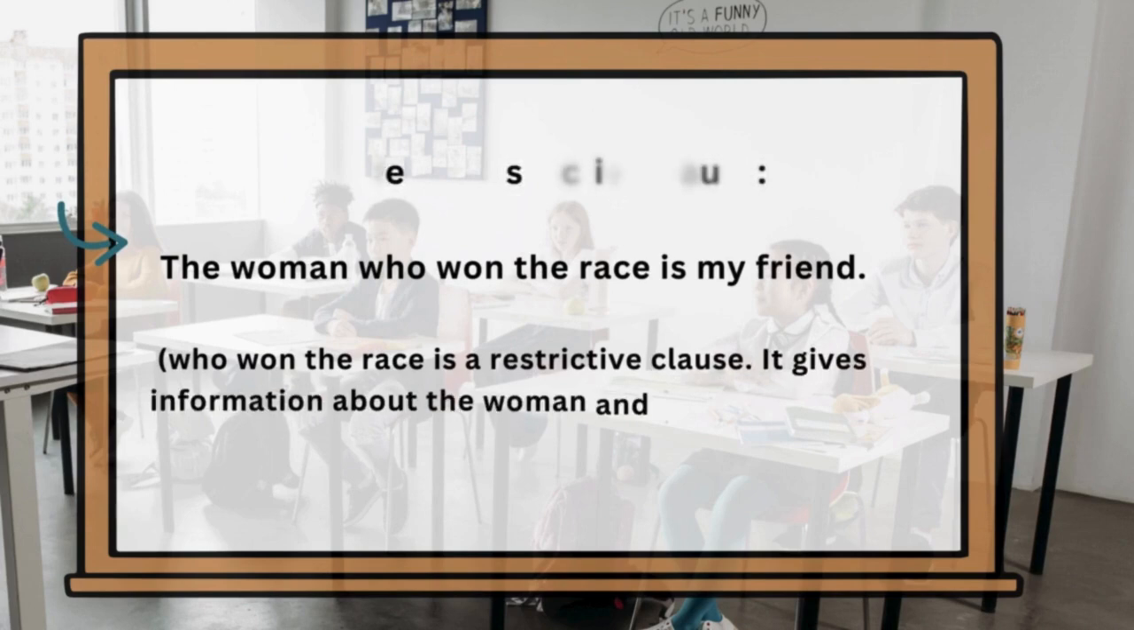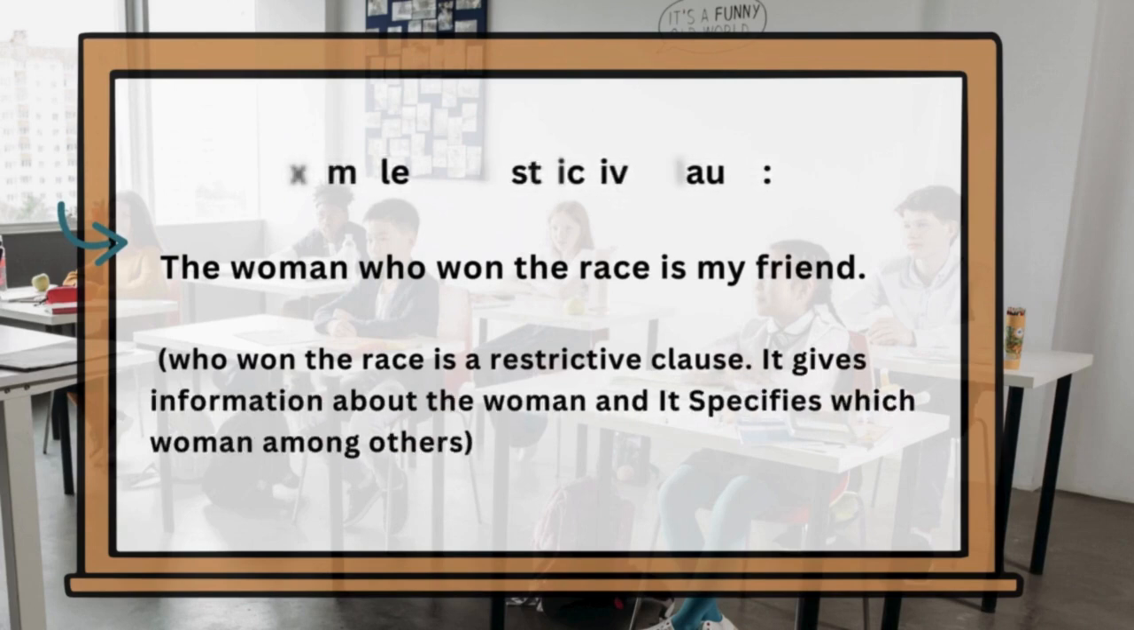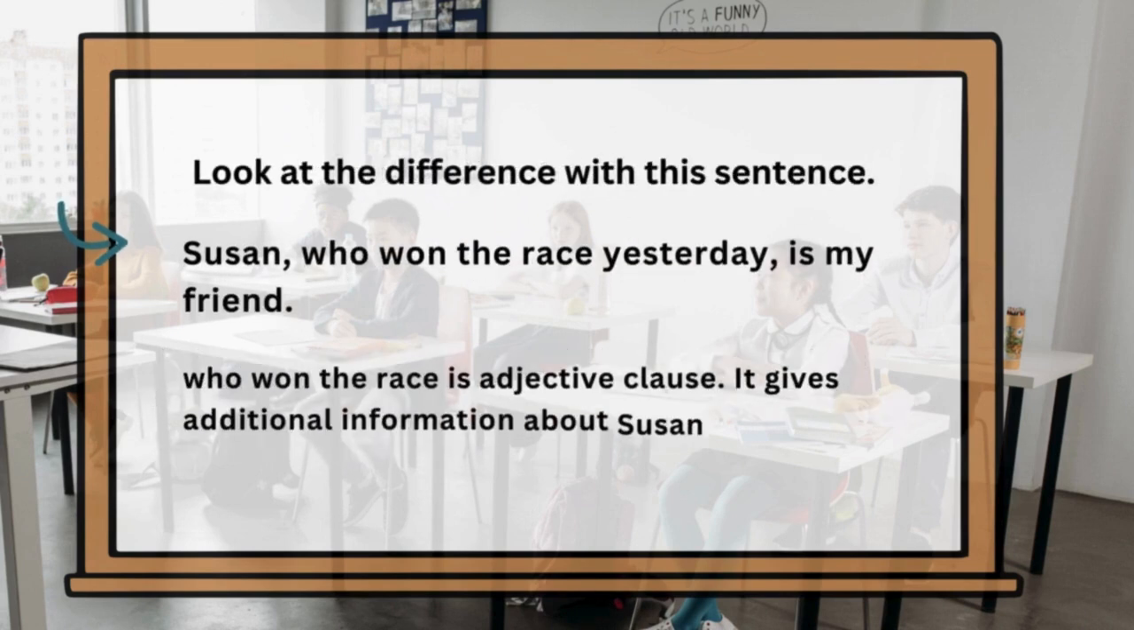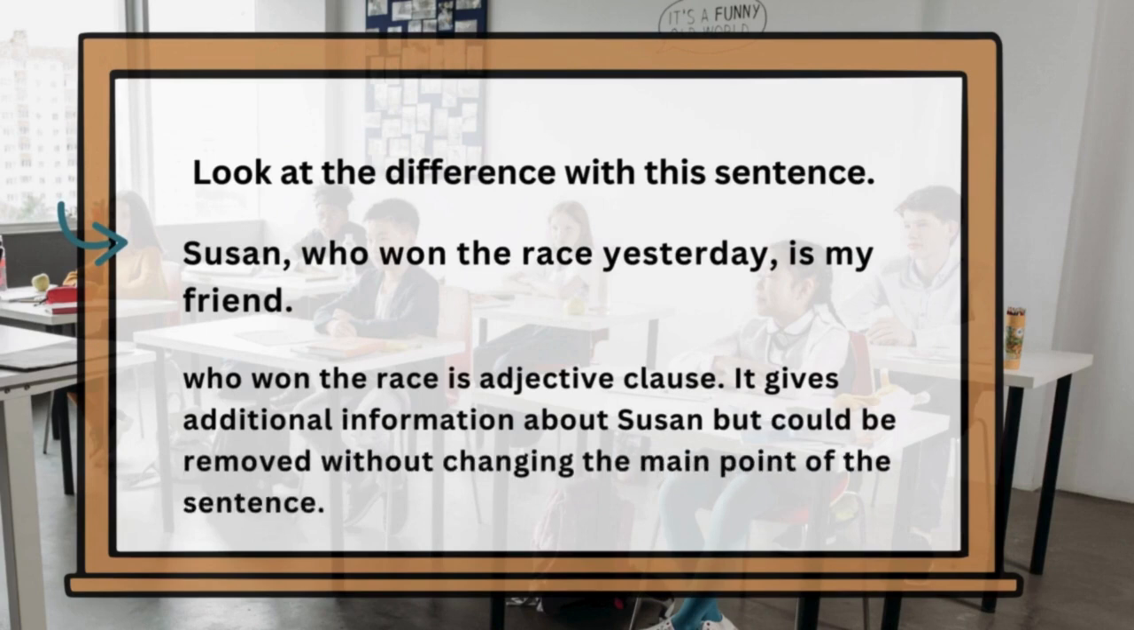Example of restrictive clause. The woman who won the race is my friend. Who won the race is a restrictive clause. It gives information about the woman and it specifies which woman among others. Look at the difference with this sentence. Susan, who won the race yesterday, is my friend. Who won the race yesterday is a non-restrictive clause. It gives additional information about Susan, but could be removed without changing the main point of the sentence.